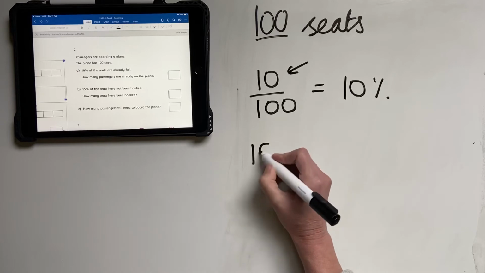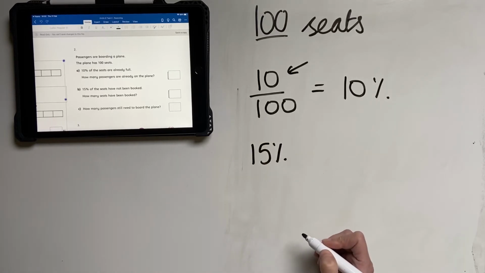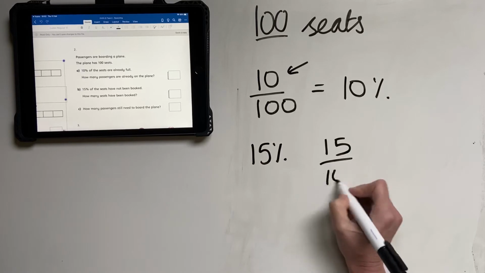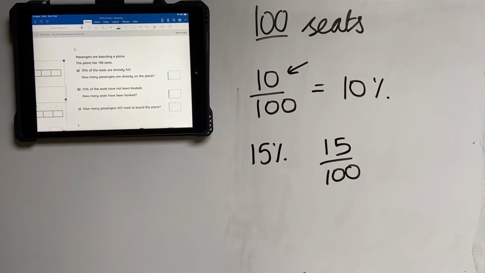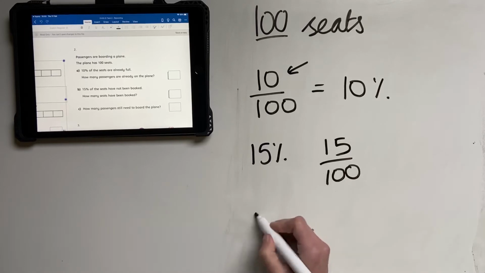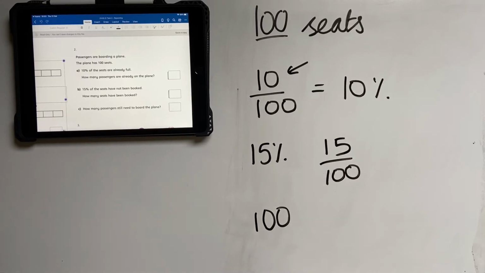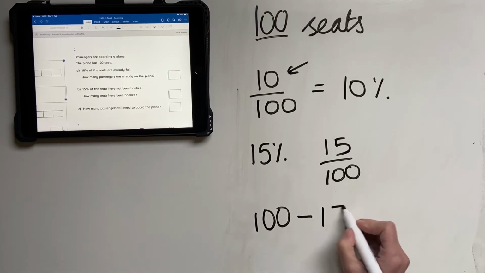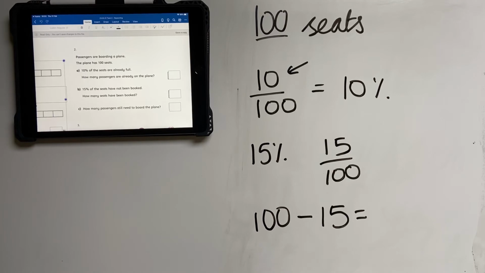B, 15% are not booked. So 15 out of 100, the seats have not been booked. So how many passengers still need to board the plane? Well, if there's 100 passengers to begin with, and 15 seats have not been booked, so subtract 15 from 100. So what's 100 subtract 15? Well, 100 subtract 10 is 90. 5 more is 85. So there's only 85 seats that have been booked.